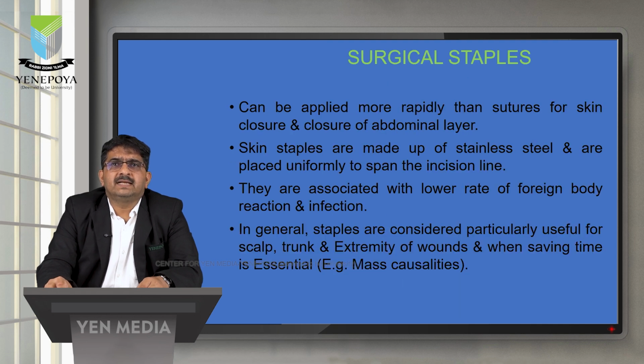We can also use surgical staples, also called staplers, which can be applied more rapidly and take less time for closing the wound. Normally these are made from stainless steel and are placed uniformly to span the incision line. They are associated with a lower rate of foreign body reaction and infection, and routinely they are used in the scalp, trunk, extremity wounds, and when saving time is essential. Whenever there are mass casualties, in such situations we use these surgical staples.